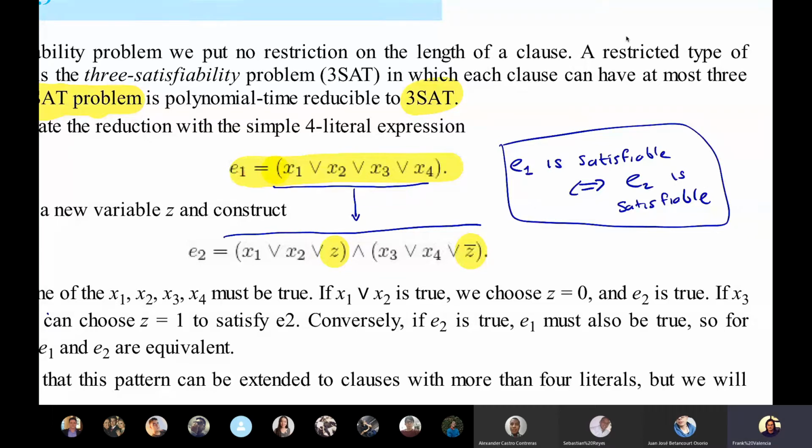For E1, let's assume that E1 can be satisfied. Then we know that one of these is 1, right? Do we agree on that? Okay. Wait, I'm gonna lead you to the answer. Now, you're right. To prove that E2 can then be satisfied, because if E1 can be satisfied, you need to prove that this one is true. I mean, that this one is satisfiable and that this one is also satisfiable.